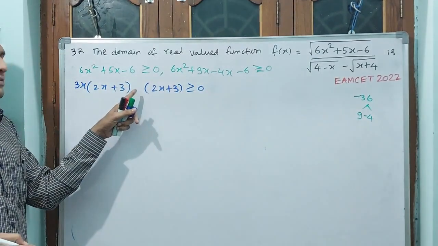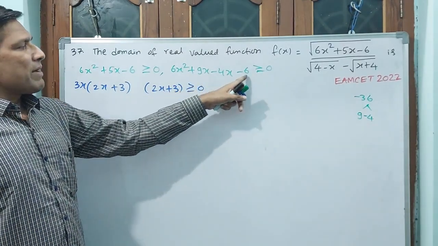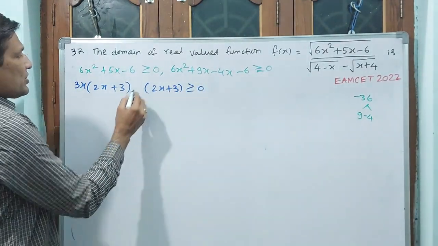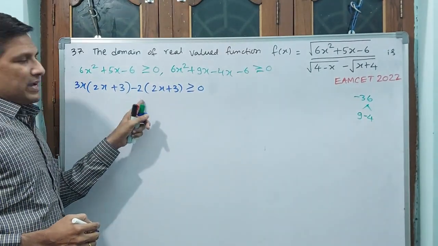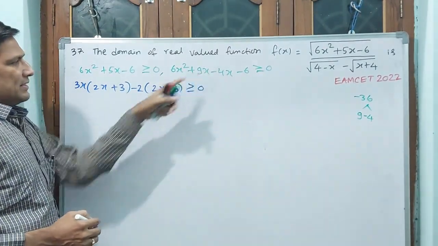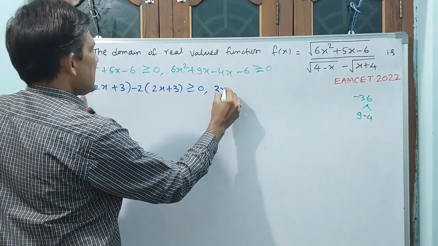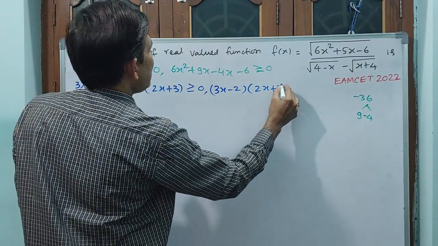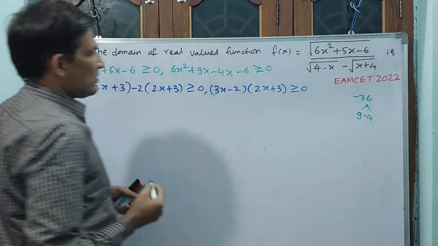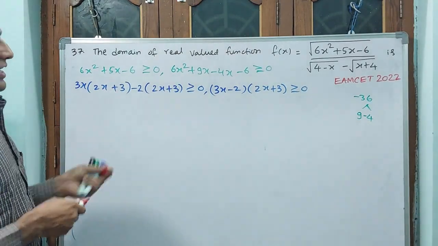Now you see what is to come here. You require minus 4x minus 6. Shall I take minus 2 here? Minus 2 into 2x is minus 4x, and minus 2 into 3 is minus 6. Definitely okay. Then what are the factors? 3x minus 2 into 2x plus 3 should be greater than or equal to 0. Okay? Now come back.